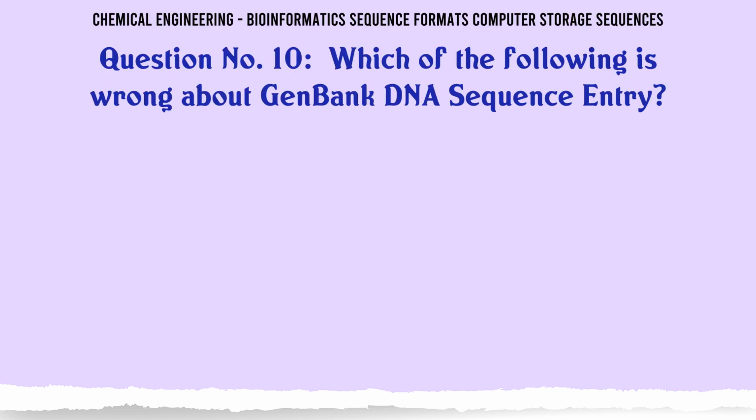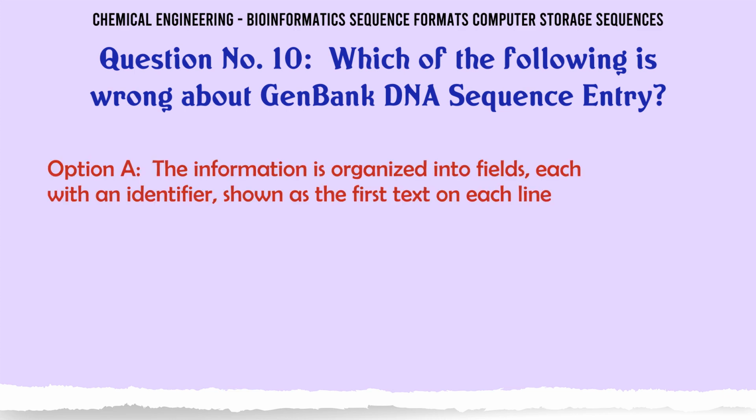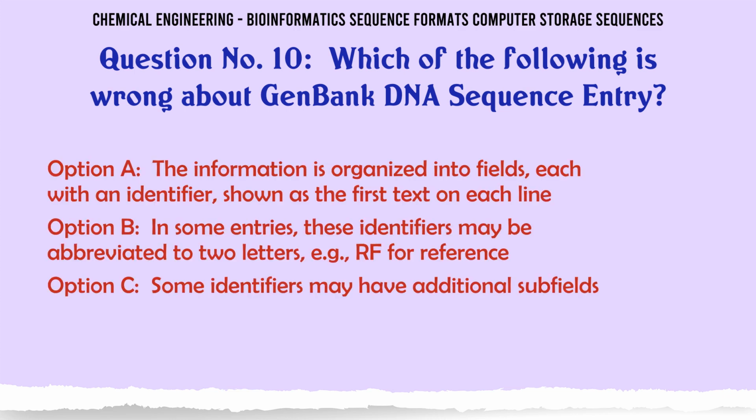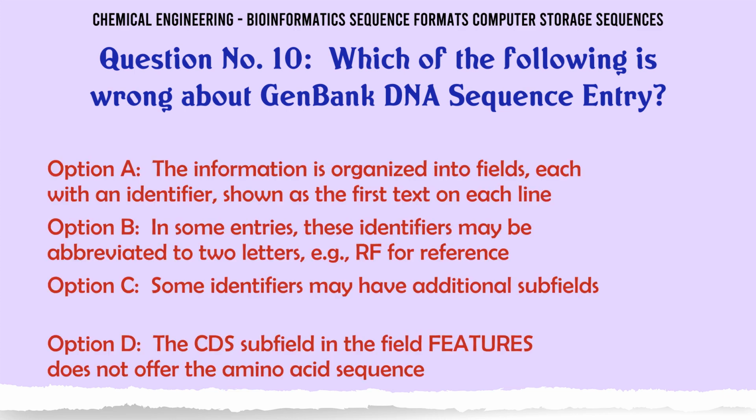Which of the following is wrong about GenBank DNA Sequence Entry? A. The information is organized into fields, each with an identifier shown as the first text on each line. B. In some entries these identifiers may be abbreviated to two letters, e.g. RF for reference. C. Some identifiers may have additional subfields.